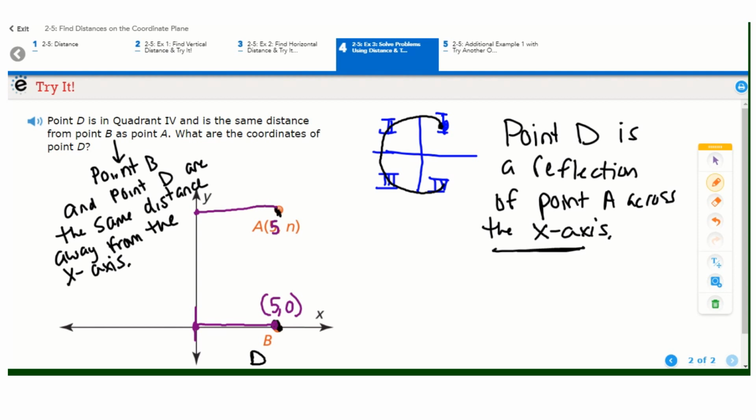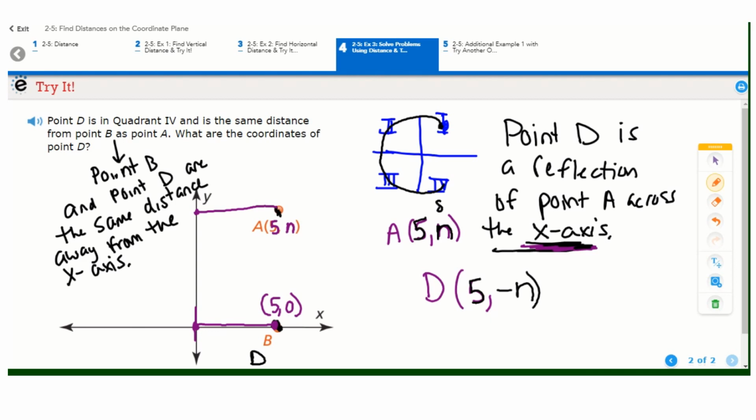So we still don't have enough information to identify what point N is. But since point A and point B are the same distance as point D and point B, we can conclude that in a reflection across the x-axis, the x-coordinate is going to stay the same. So my x-coordinate for point A is 5, and we don't know what N is. So the x-coordinate is going to stay the same. Notice that my x-coordinates are still the same, 5, because we have to move to the right the same number of units. And if it's showing reflection across the x-axis, the y-coordinate is going to become the opposite. So if point A's y-coordinate is N, point D's y-coordinate is going to be the opposite of N. And that will be the ordered pair.